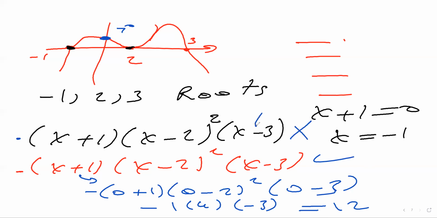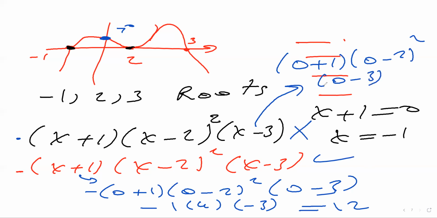With proof, if you substitute 0 instead of x here, it will be 0 plus 1, times 0 minus 2 squared, times 0 minus 3. So it will be 1 times 4 times minus 3, which is negative, minus 12. As per the given, when x equals 0 the graph is on the positive side, not the negative. So cancel this one, accept this one.